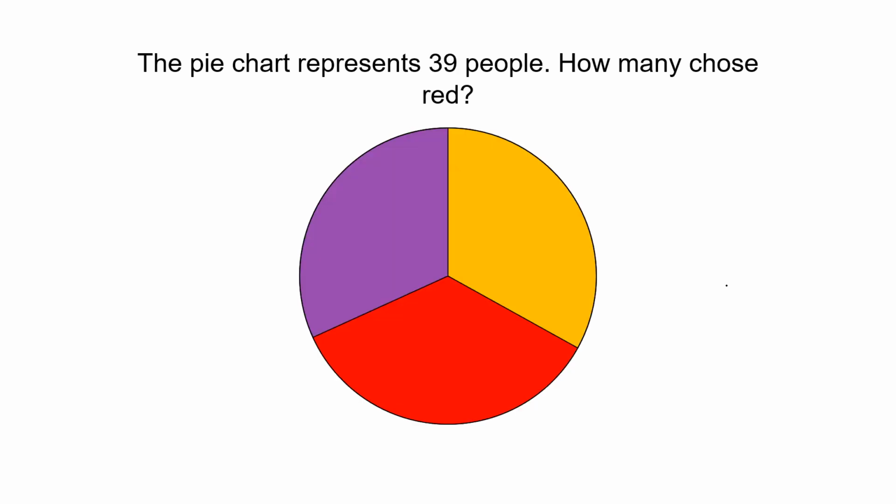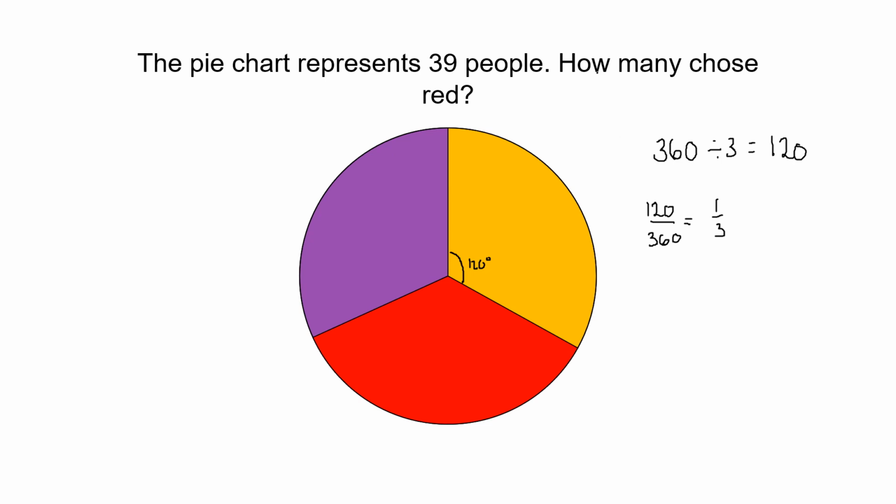Let's have a look at this one. The pie chart represents 39 people. How many chose red? So you have a look that our pie chart here is now divided into 3 sections. Remember, our total degrees of a circle are 360. It's divided into 3 sections, so we do 360 divided by 3, which gives us an answer of 120. And now remember, to find your fraction, you now know that each one of these sections is equal to 120 degrees. So you're going to do 120 over your total, which is 360, and that simplifies down to a third. So each one of your sections as a fraction represents a third, or 120 degrees.